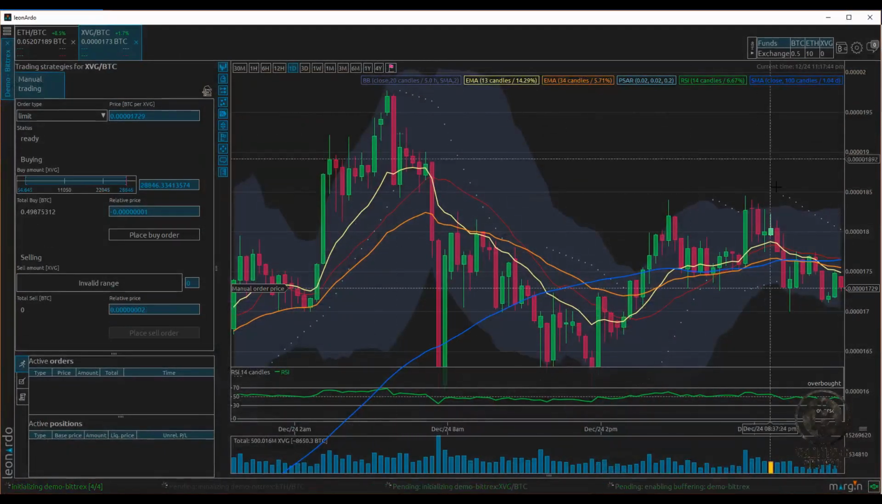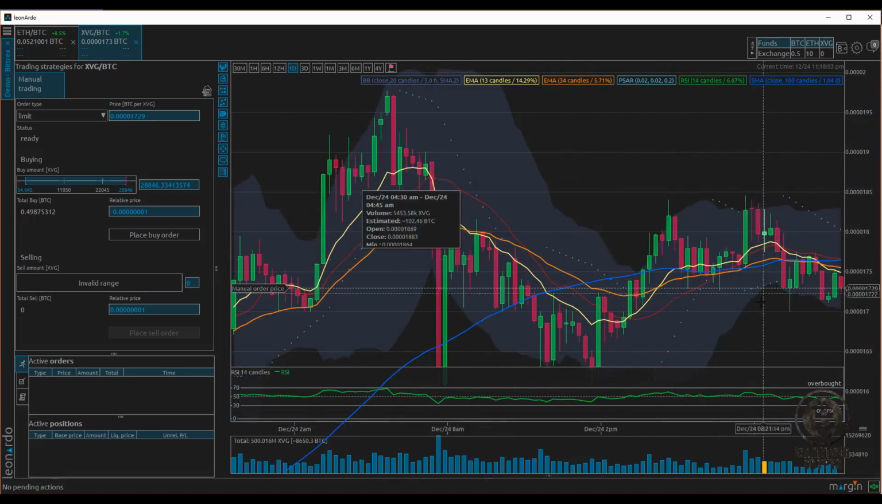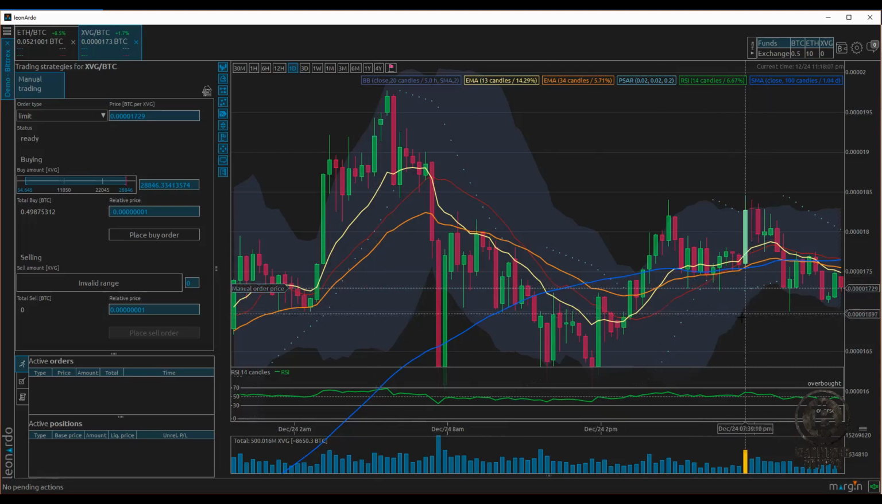So this is the window. Here on the top, it shows you the pairs that I have listed. I currently have listed Ethereum Bitcoin and Verge Bitcoin. And this is basically the graphic that is pulled directly from Bittrex, which is the exchange that I use. And this is a real-time graphic. So the candlesticks, this is real-time data.